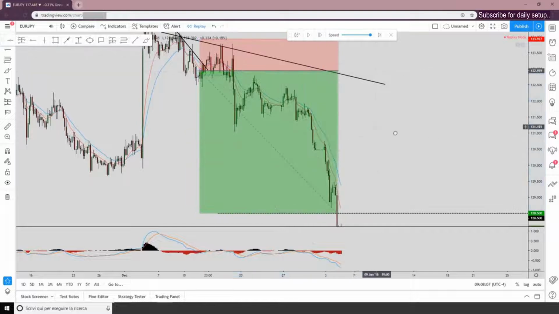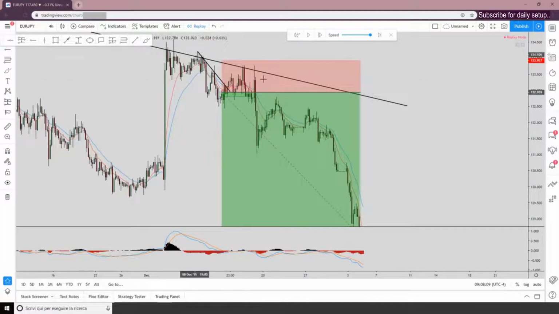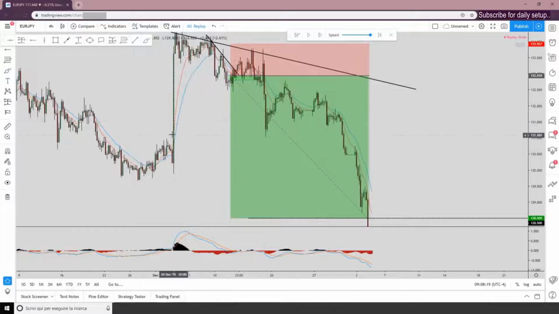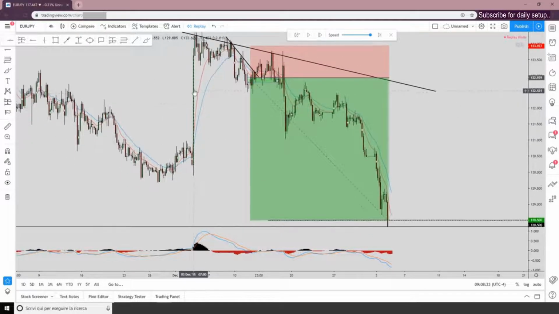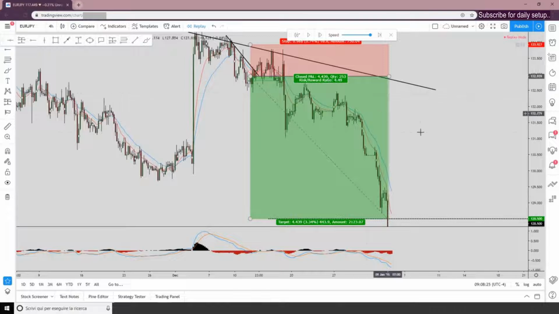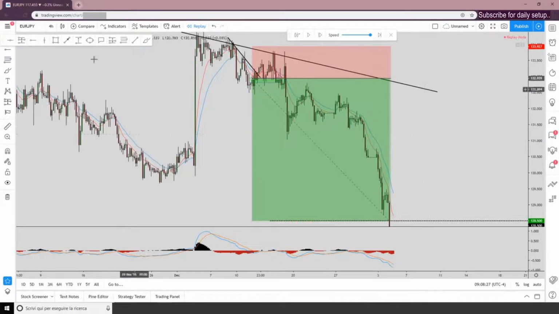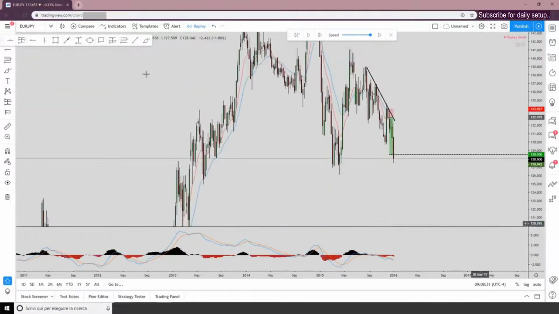So as you can see, we had a nice swing. Now we had a lot of drawdown, it's true, but who cares? We know that our stop loss is above the structure, so if it gets hit, it means the market has created a higher high, and we have high probability that the setup won't work anymore. So everything was perfectly according to the plan. Now let's see what is going on.